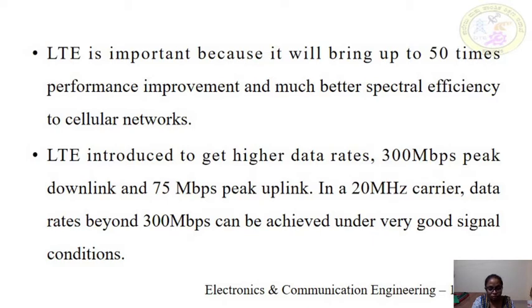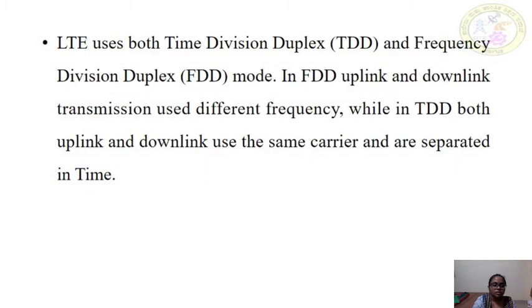LTE is introduced to get higher data rates such as 300 Mbps peak downlink and 75 Mbps peak uplink. In a 20 MHz carrier, the data rate is beyond 300 Mbps, and that can be achieved under very good signal conditions. LTE uses both time division duplex and frequency division duplex modes.